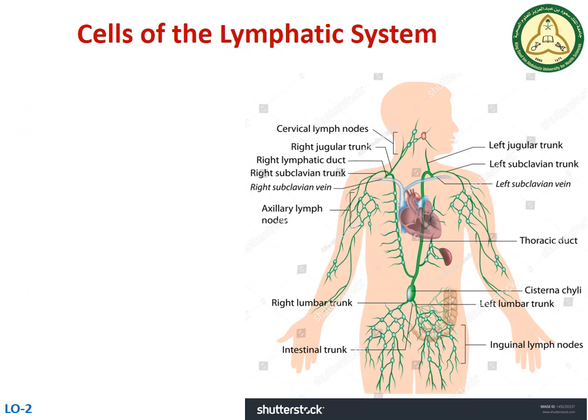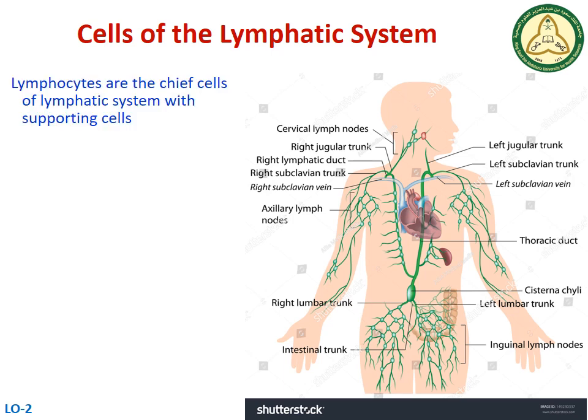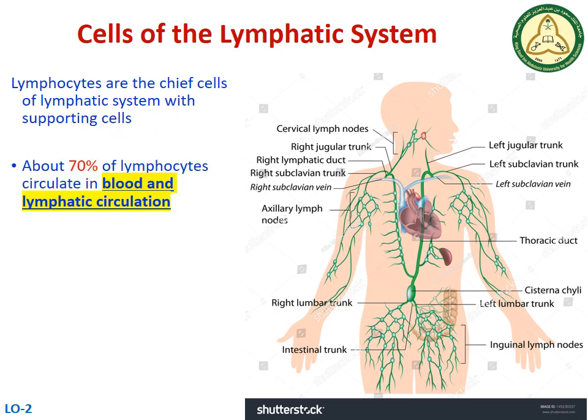Then we have the lymphatic cells of the lymphatic system. This picture is very good for the cisterna chyli, and there is the thoracic duct and the large one, the right lymphatic duct and thoracic duct. Lymphocytes are the chief cells of the lymphatic system, with supporting cells.